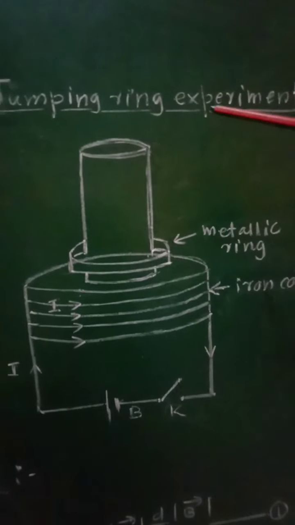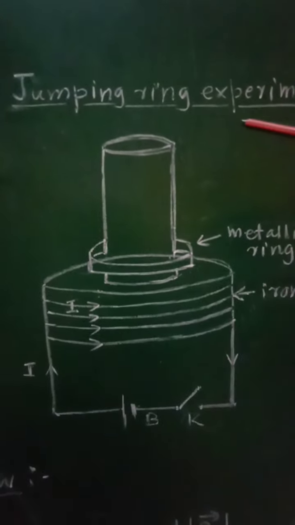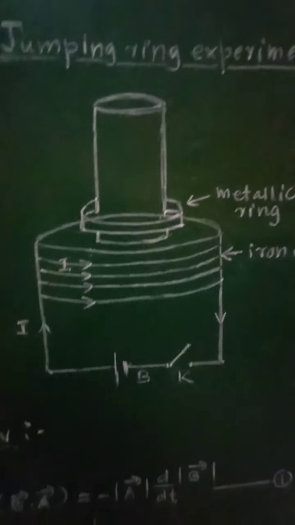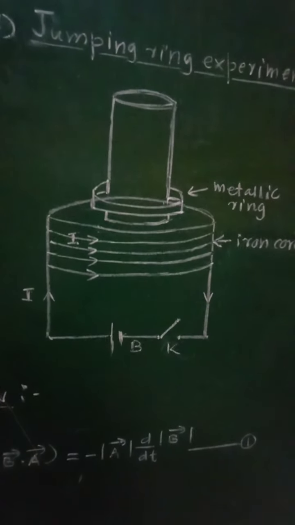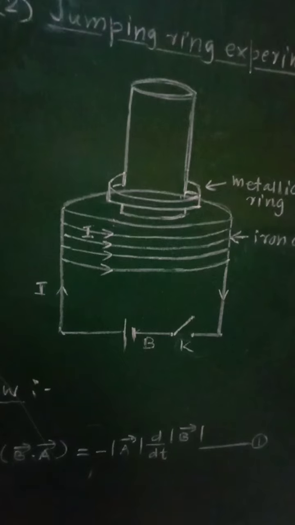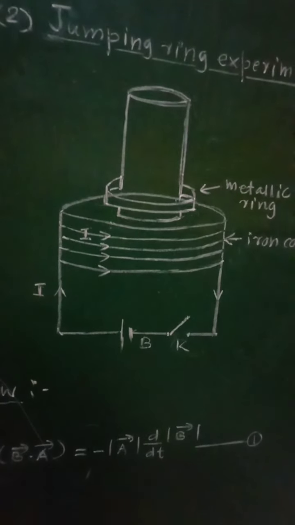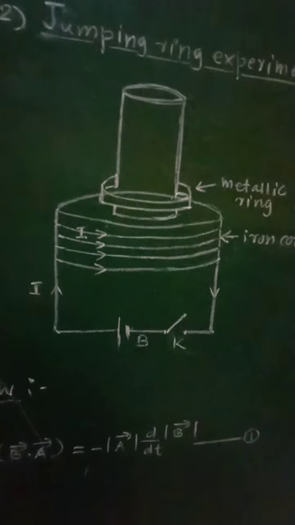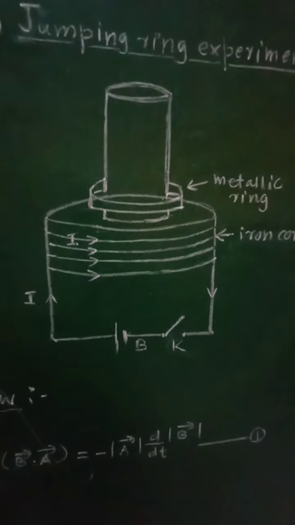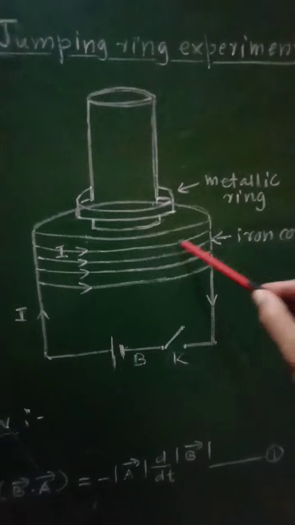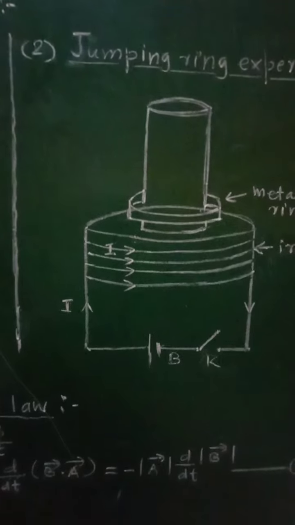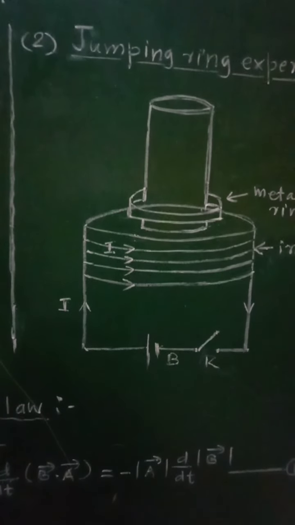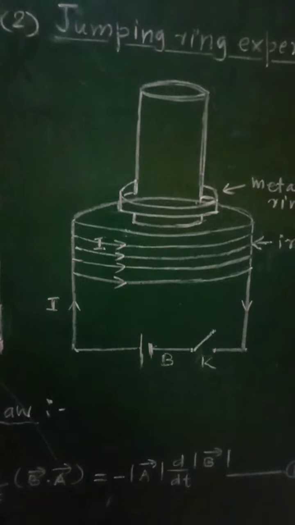Now let us consider the second example, that is the jumping ring experiment. The experimental setup is as shown. In the jumping ring experiment, a coil is wound around an iron core. So here this will be the iron core, and that conducting wire will be wound on it. That is, the coil is wound around the iron core, which is held vertically upright.